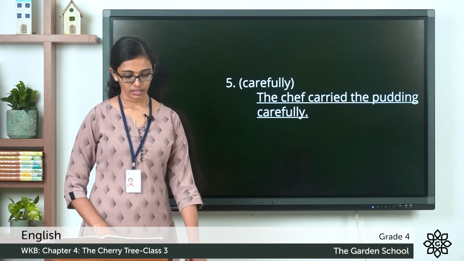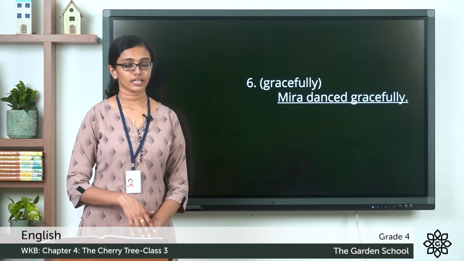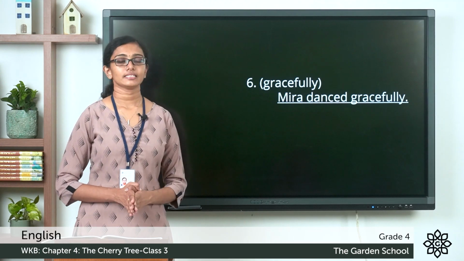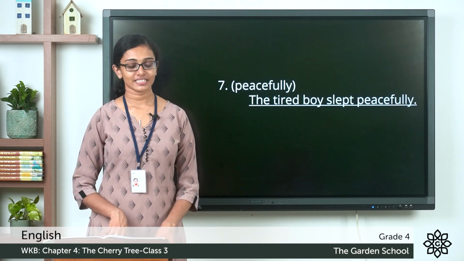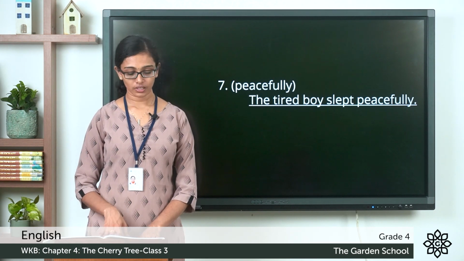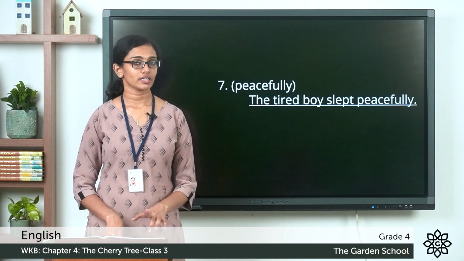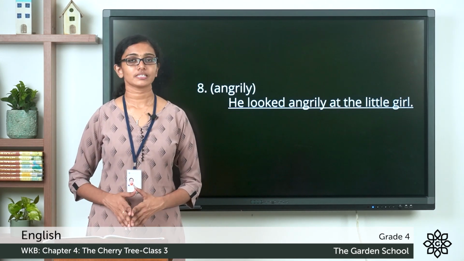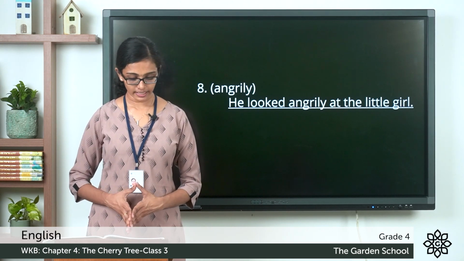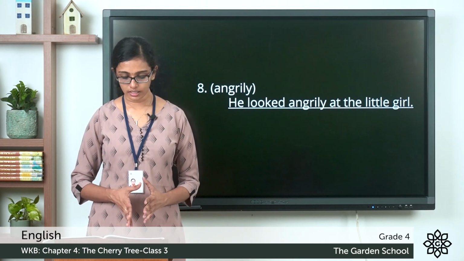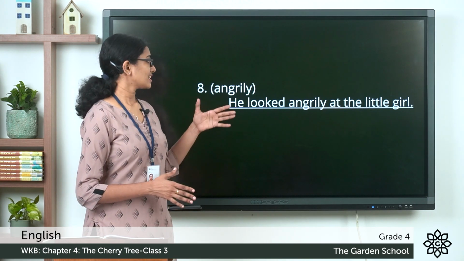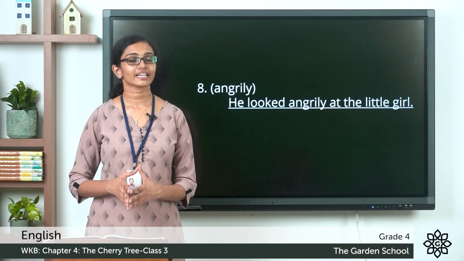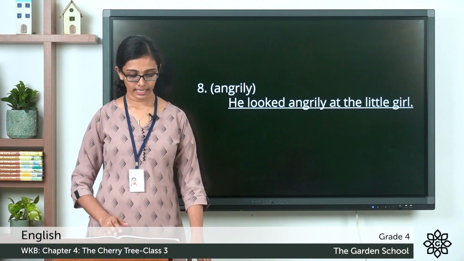Now, question number 6, you can see a girl dancing and you are given the adverb gracefully. So, let's write the sentence. Meera danced gracefully. Now, question number 7, the option given there is peacefully and you can see a boy sleeping there. So, let's write a sentence. The tired boy slept peacefully. Now, question number 8, you are given the option angrily and you can see a boy standing near a girl looking angry. So, let's write a sentence. He looked angrily at the little girl. Hope these questions are clear to you. Now, let's move on to the next exercise.